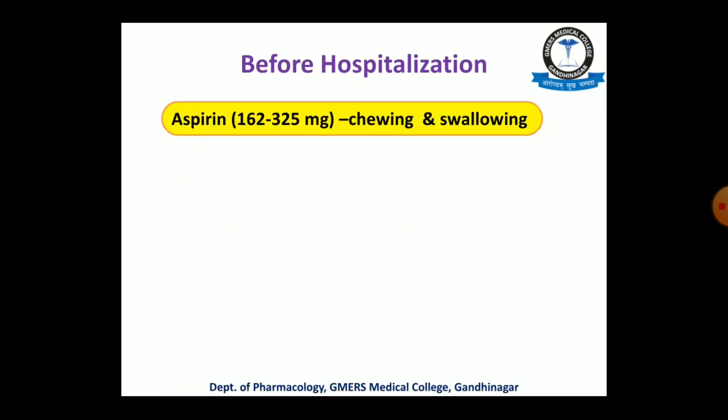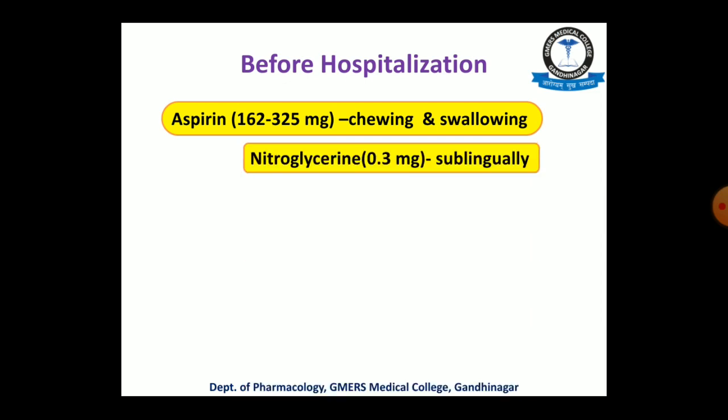Now, when the patient complains of such type of chest pain, immediately the patient is given a tablet of aspirin, the usual aspirin, that is 162 to 325 milligram, and the patient is immediately instructed to chew the tablet and to swallow it. The purpose is to achieve the plasma concentration of the aspirin as early as possible, sufficient to achieve the antiplatelet action at the required site. That's why the purpose of chewing before swallowing is very important.